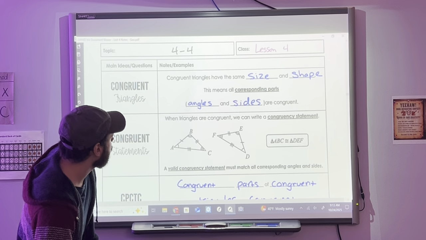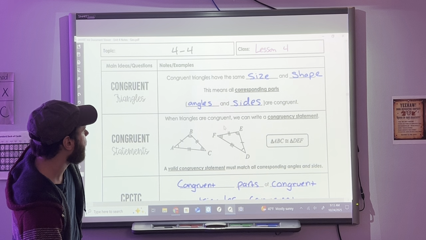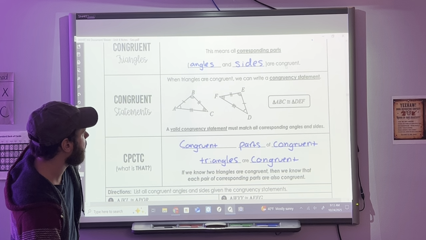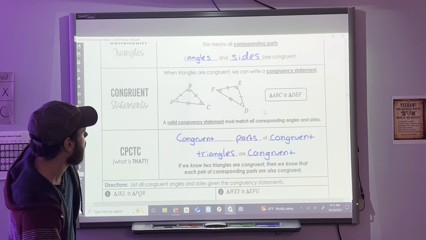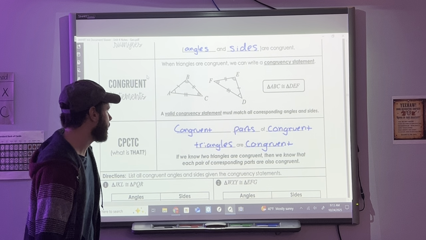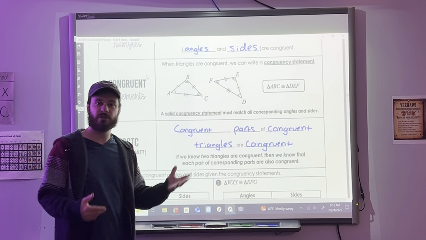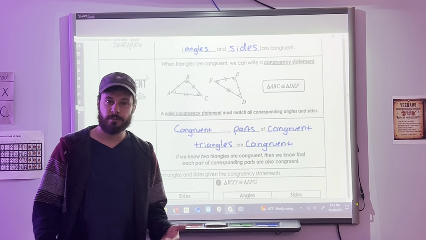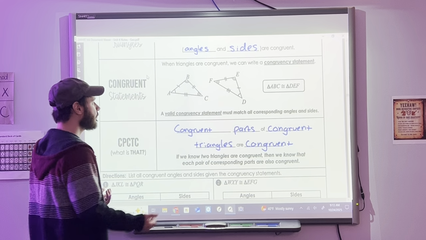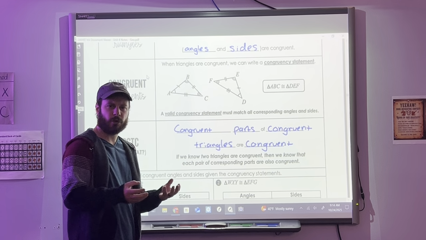So, congruent triangles are the same size and shape. That means all the angles and sides are the same, okay? They're gonna match each other. So, take a look at this picture. It might be a little overwhelming because there's lots of little lines, lots of little dots, but really those are there to help you. So focus only on the angles, only the corners right now.